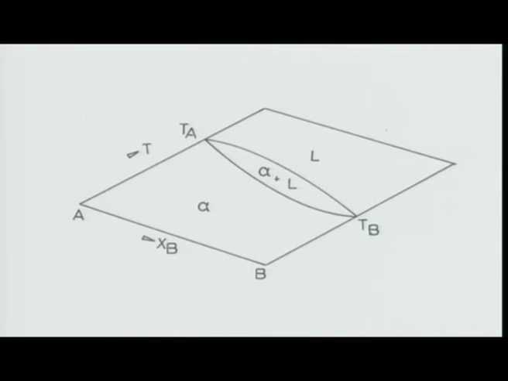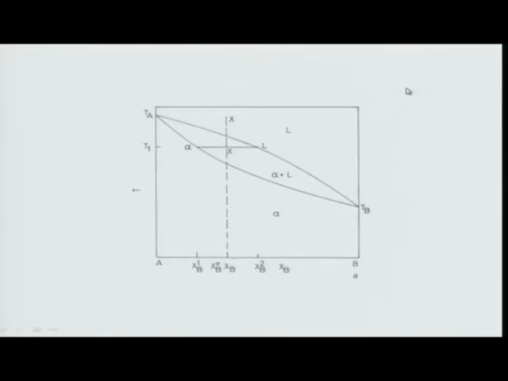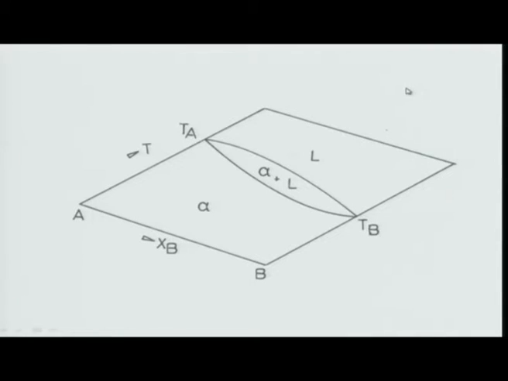So if I take a section at a pressure of 1 atmosphere, then P equals 1 atmosphere. Then it becomes a two-dimensional section. In the two-dimensional section, your x-axis remains the compositional axis of component B, that is xB, the mole fraction of B, and the y-axis is now the temperature axis. The z-axis is completely gone.